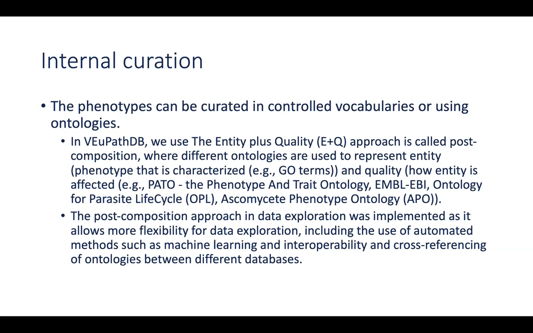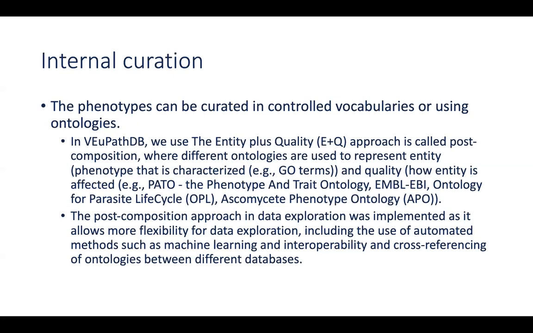And you can imagine that for this type of analysis, you can utilize different types of ontologies, including PATO, the phenotype and trait ontology. If you're working with trypanosomes or parasites, you may utilize the ontology for parasite life cycle to describe the phenotypes that you have observed. Or if you're working with fungi, such as ascomycetes, you can use the ascomycete phenotype ontology, or APO, to describe the mutant phenotypes that you see, such as defects in filamentous growth or absence of conidia.